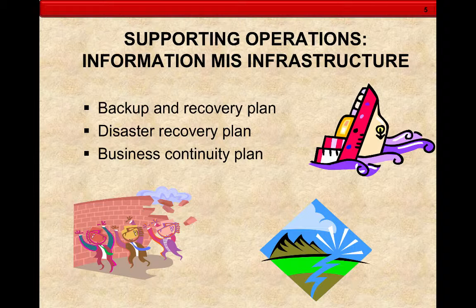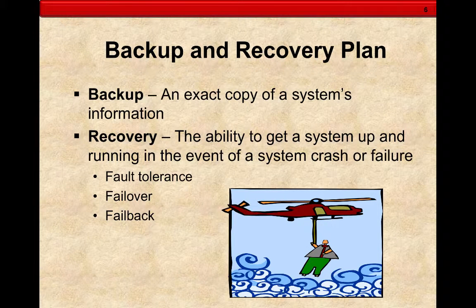As far as supporting the operations for MIS, all companies have to make sure that they're able to have some type of backup and recovery, disaster processes in place, and as well as be able to have their business run 24/7, regardless if a disaster happens or not. So as far as backup recovery plans are concerned, a backup is basically having a copy of whatever your system is running somewhere else so that if one system goes down, the other one can immediately boot up and start running so that your company doesn't lose money and your employees are able to continue to do their jobs.